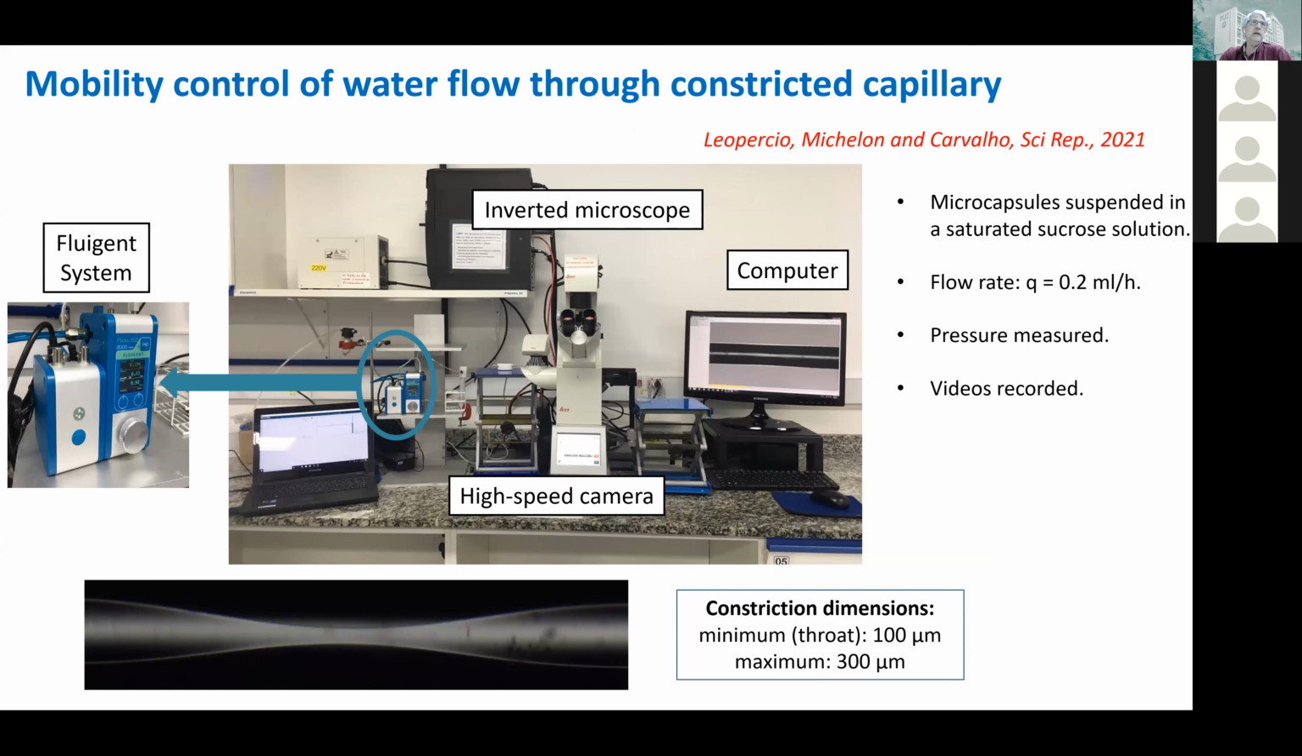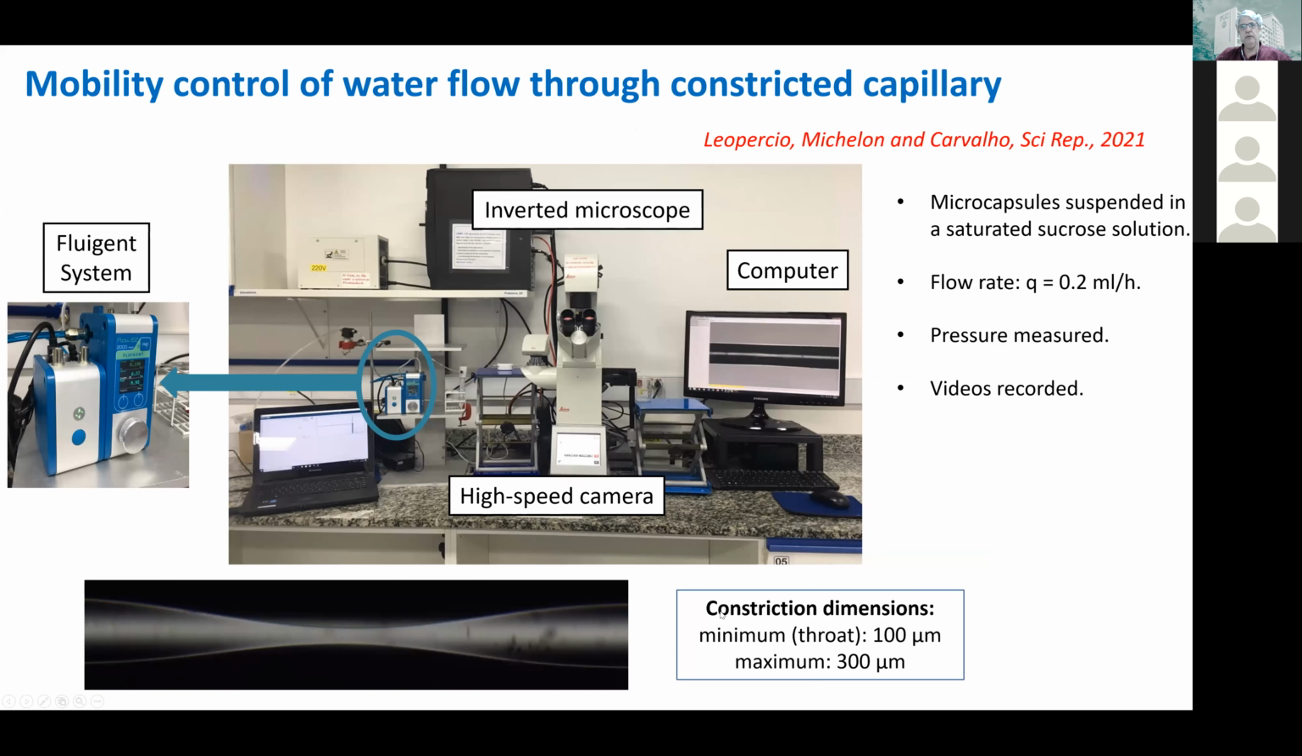So the next step was, okay, can we control the mobility change or the pore blocking effect with these microcapsules? What type of properties do I need in the microcapsules to get the right pore blocking effect? We published this earlier this year. The idea was we take the microcapsules that we produce, flow them through a constricted capillary, and then measure the pressure difference of the flow.